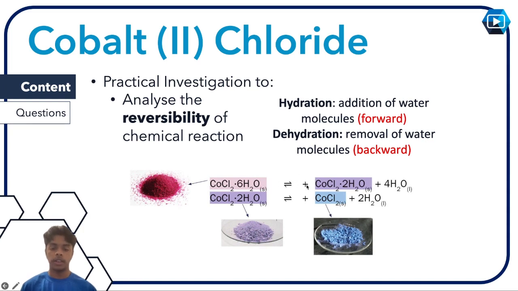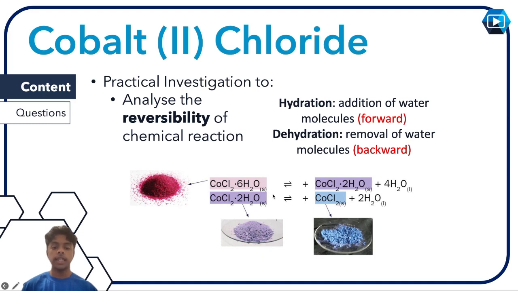We could ignore the plus sign over here, but it will undergo a reversible reaction to form cobalt 2 chloride dihydrate plus 4 water molecules. So what's happening here? Essentially, we're dehydrating it, right? We're removing water molecules. So we can say that this is the backwards reaction, because we're removing 4 of those water molecules bonded to the hexahydrate and we're leaving it as the dihydrate form.